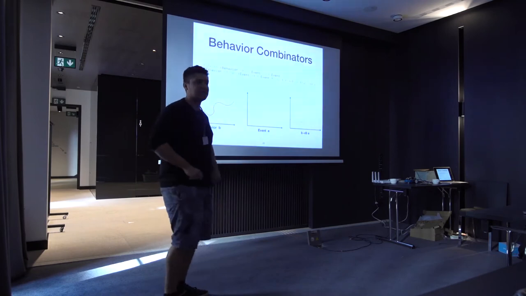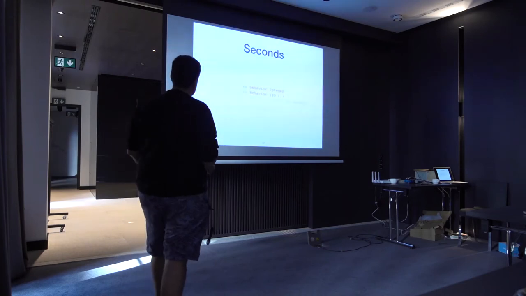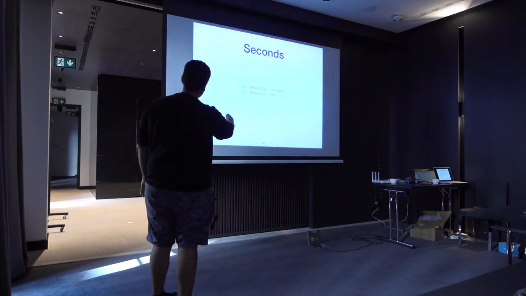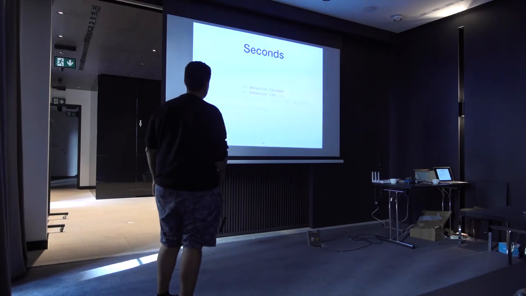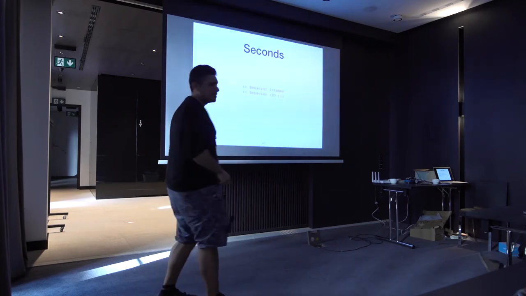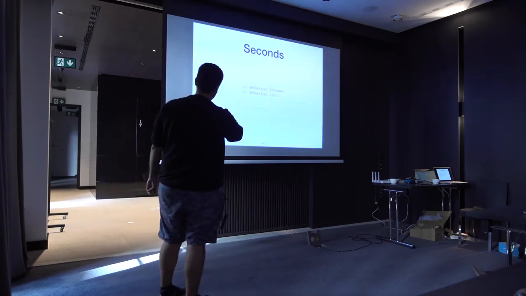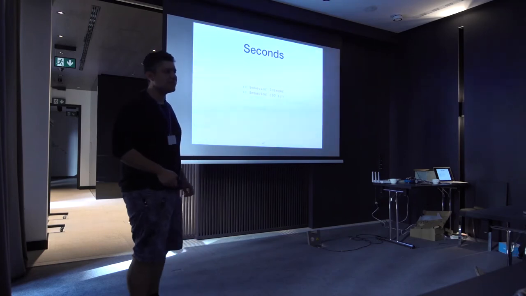Is everything clear till now? Okay. Very good. So let's go back to our mini example. In this case, we had seconds, and now we have a much better understanding of what these behaviors are. But I left out one big thing, this run B. What is it actually doing?